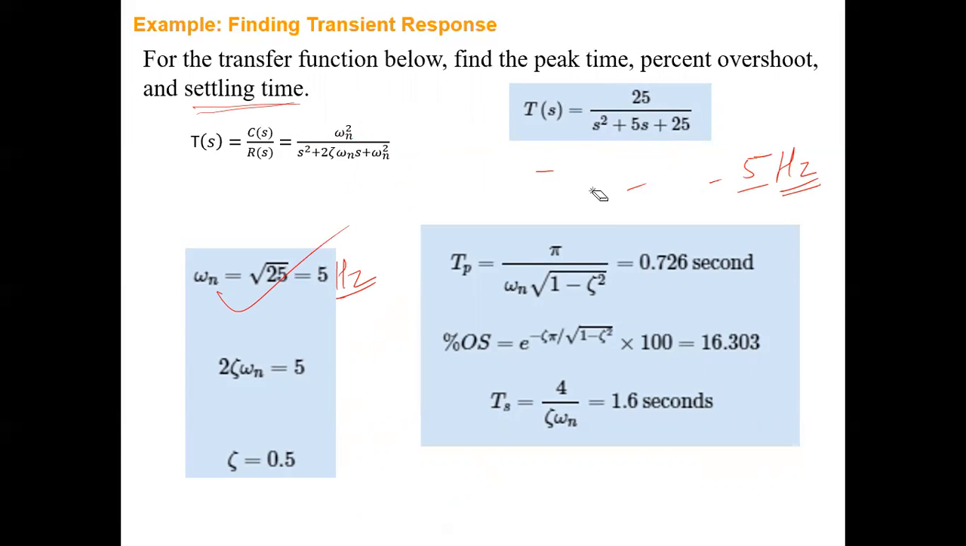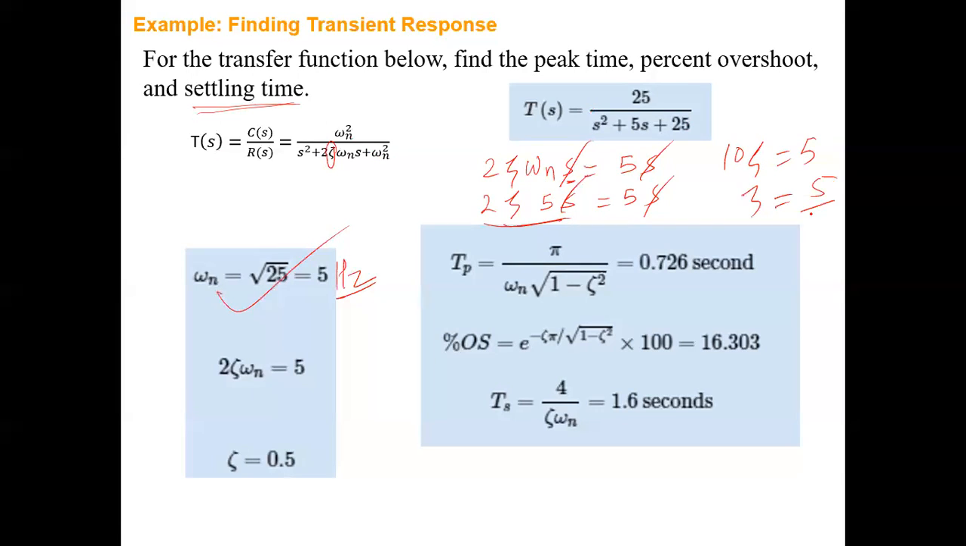Now what do you need to find next? Omega n is done. So how do you find zeta? 2 zeta omega n s equals 5s, right? Then what is your omega n? Omega n is 5. What is your s? s is s, so 5s. You can cancel these out. Then you have 2 zeta 5 equals 5, so 10 zeta equals 5. What is your zeta? 5 over 10, which is 0.5. So what kind of system is this? Help me here. Underdamped, overdamped? Underdamped, right? If zeta is less than 1, this is an underdamped system.